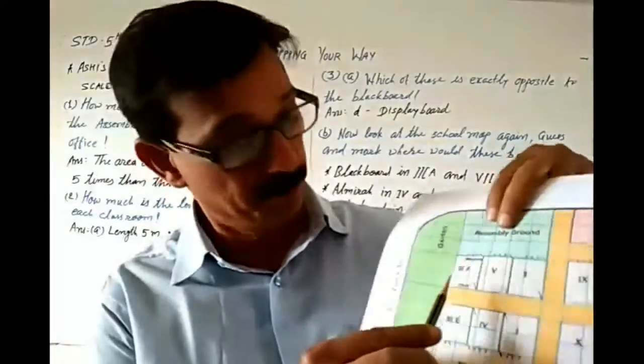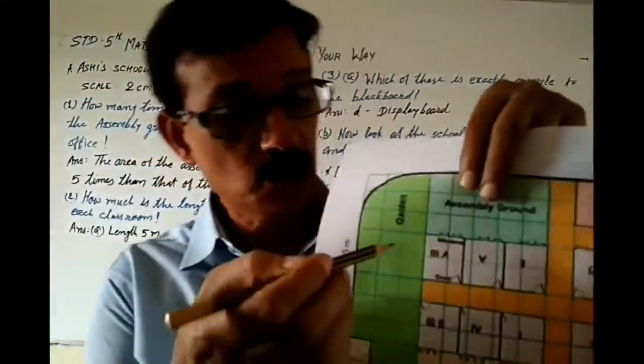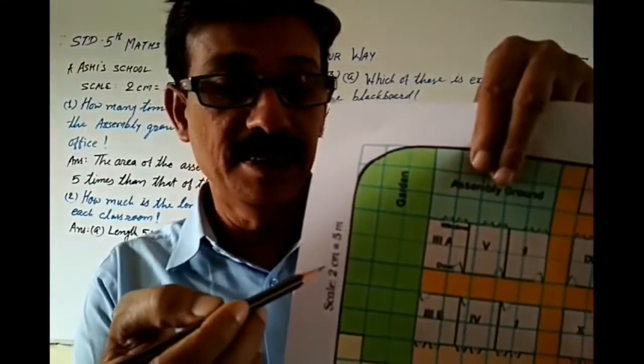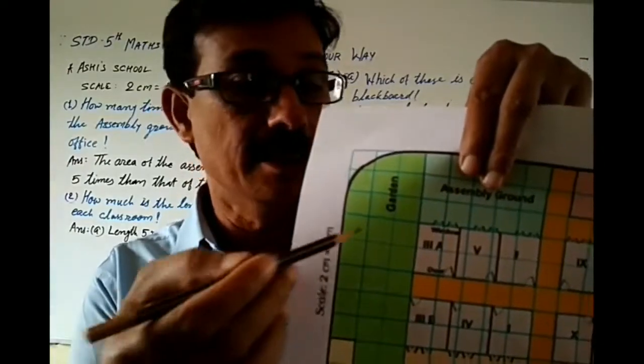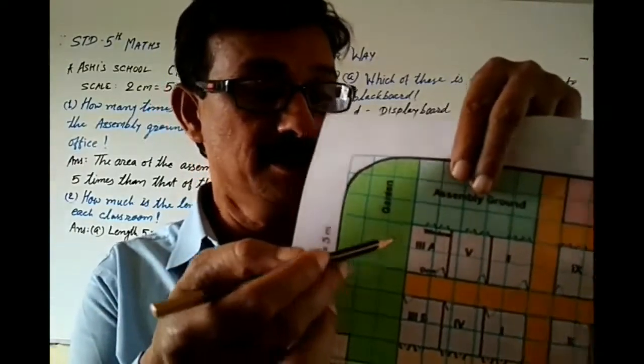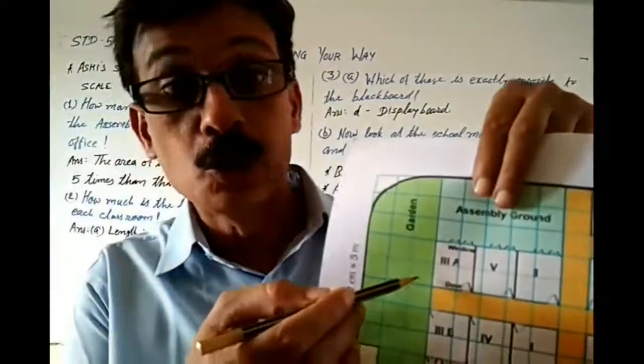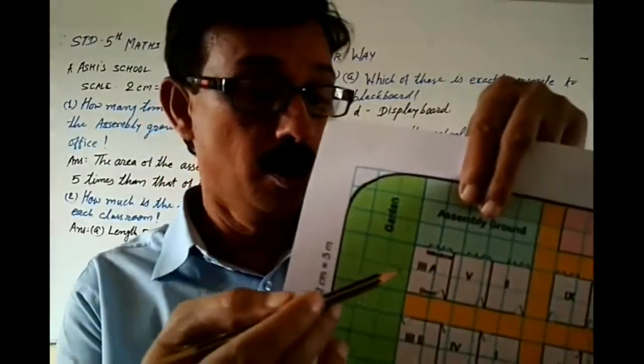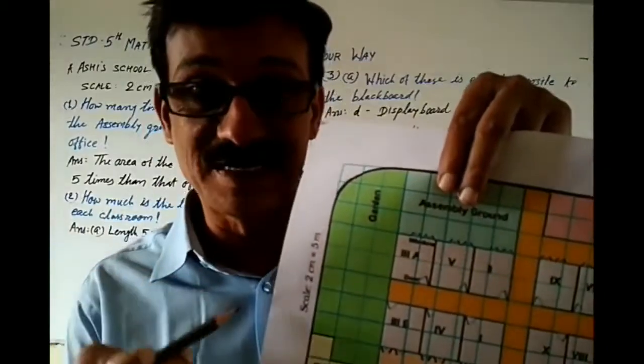This is 3rd A. Okay, now the length is what? 2 squares. That means 2 centimeter is equal to 5 meter, isn't it? So 2 squares means 2 centimeter. 2 centimeter means 5 meter. So we come to know the length is 5 meter.